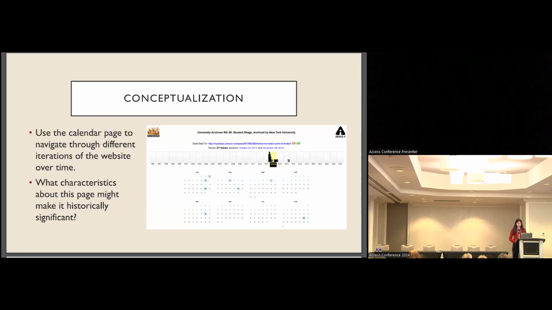I also encouraged them to look through the calendar page on Archive.it and compare different crawls of the same website over time. And what I was really trying to emphasize to the students was that websites, unlike a lot of other historical documents, change their content over time, and that content tends to change pretty rapidly. And that has pretty major consequences for accountability and transparency.